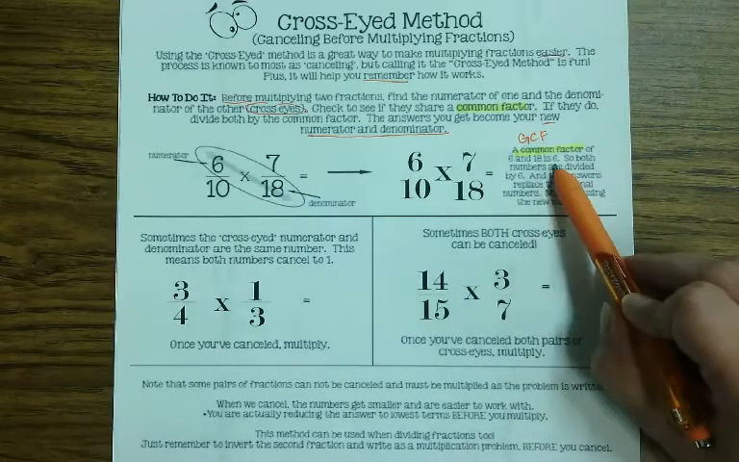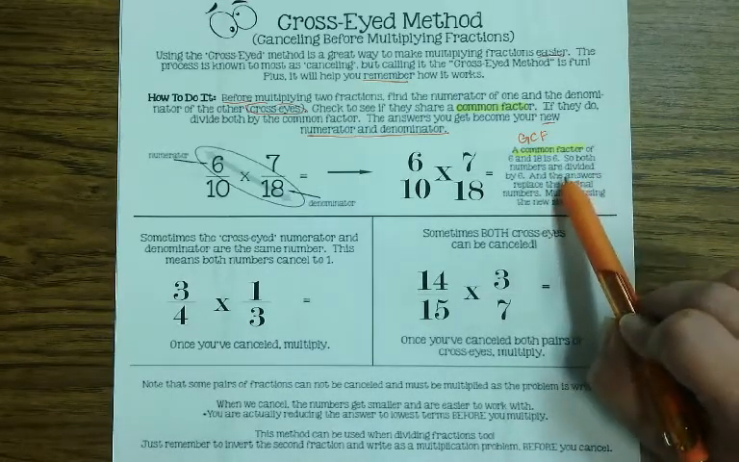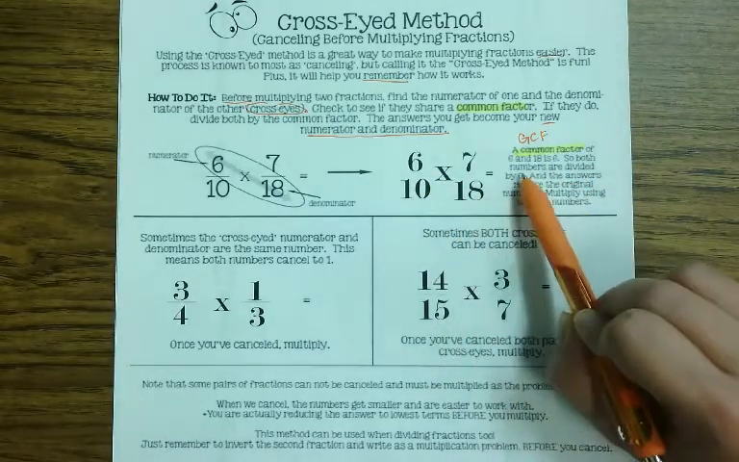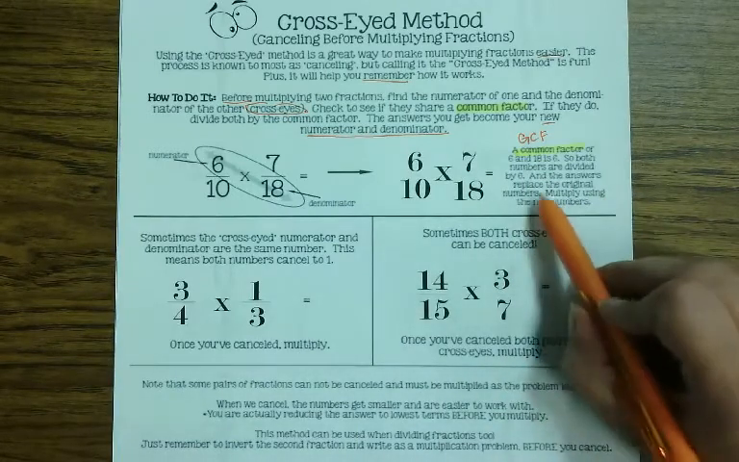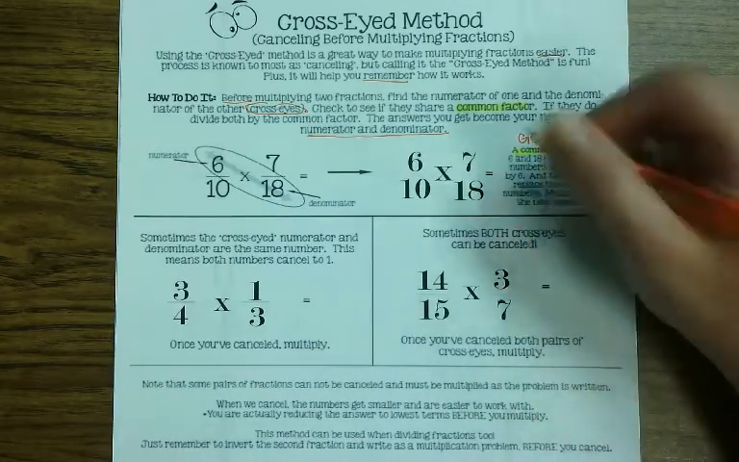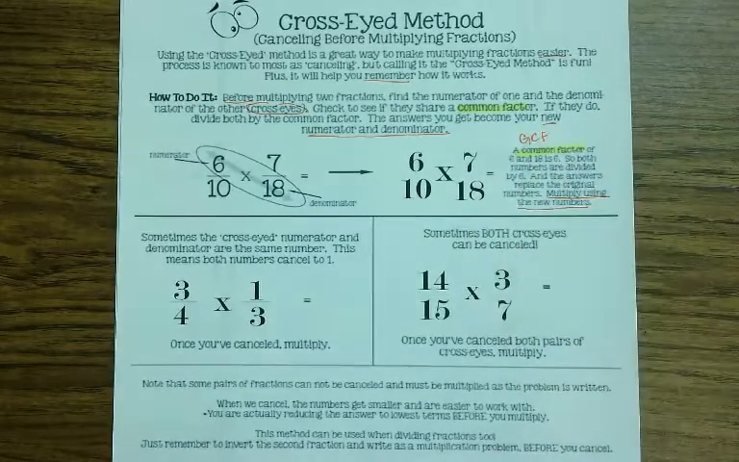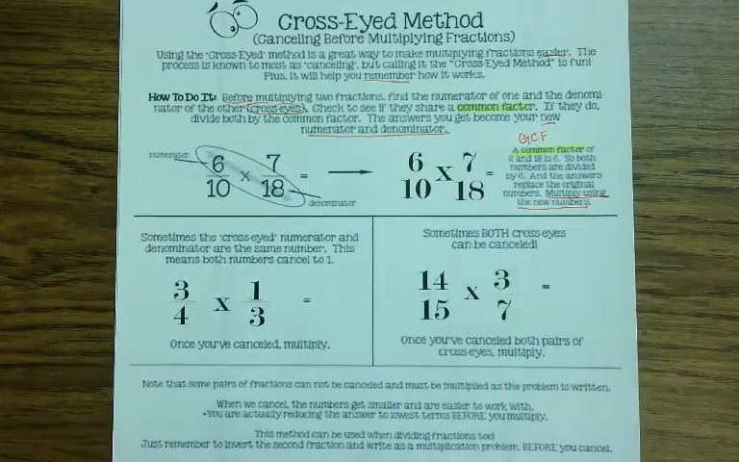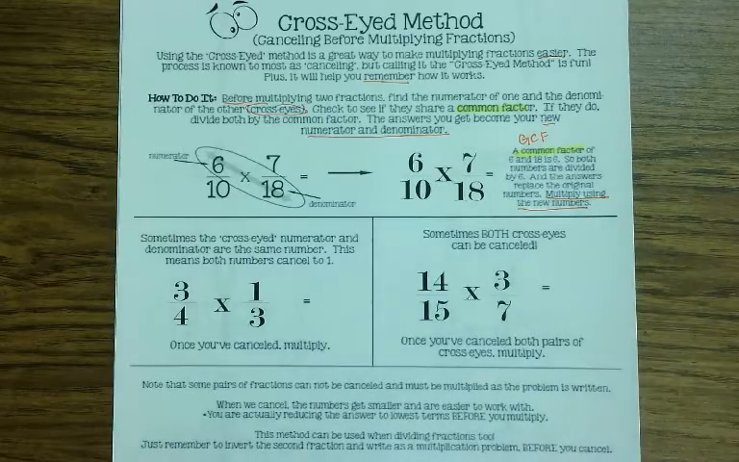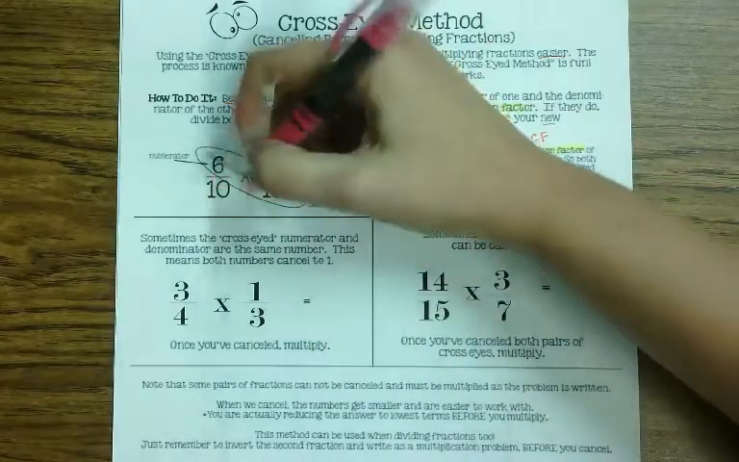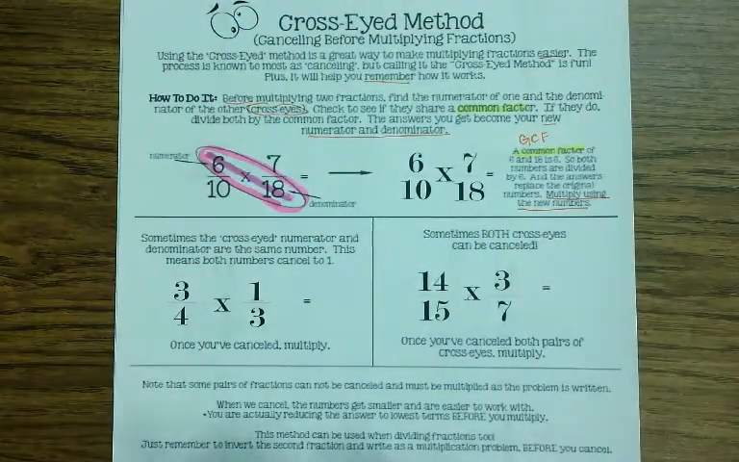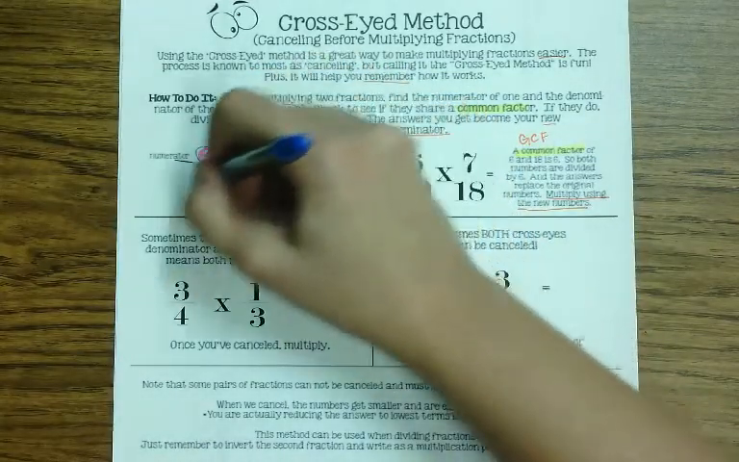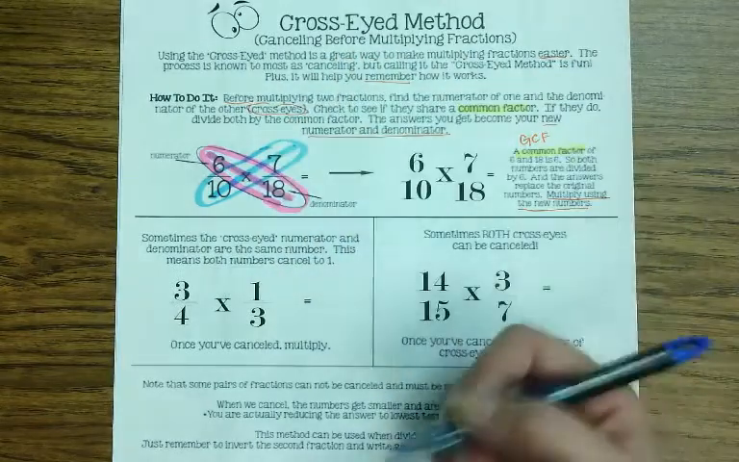So now that we've found a common factor, we're going to divide both of them by 6. We're going to divide 6 by 6 and 18 by 6. The answers replace the original numbers, and then you've got to remember to multiply by the new numbers. And when we're doing that, remember we're looking for the cross-eyes. So these would be cross-eyes for each other. And this numerator and this denominator would be cross-eyes for each other.